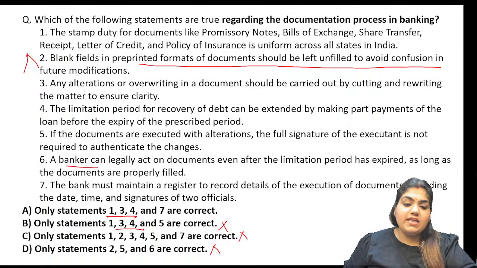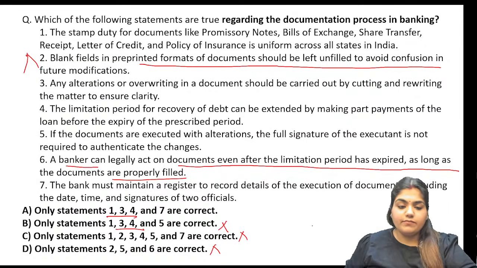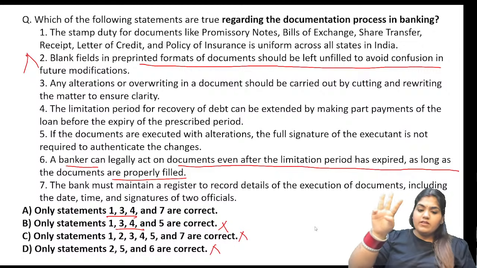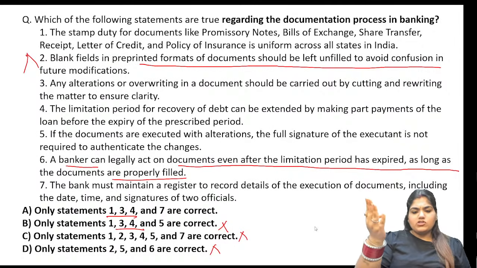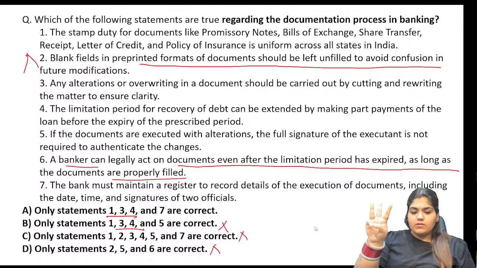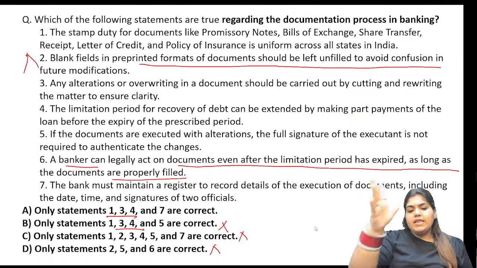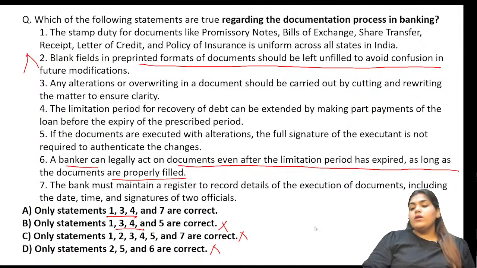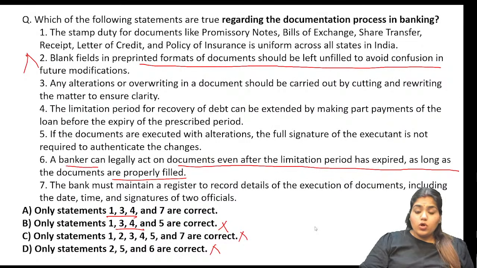The bankers can legally act on a document even after the limitation period has expired, as long as the document is properly filed. Law says that you can file a case against a person within 3 years. This is the period of limitation. For recovery of money, it is 3 years. After passing of those 3 years, you cannot file a case. At any cost you cannot, because law says that if you are sleeping upon your right, you cannot ask when you wake up. Randomly you cannot go to court and say I want to file a case. No. You see the law.